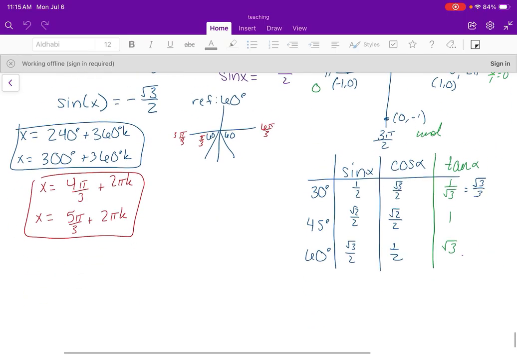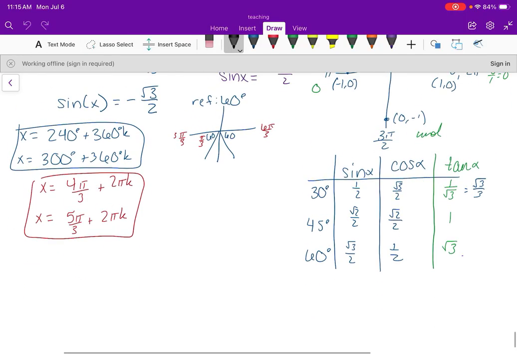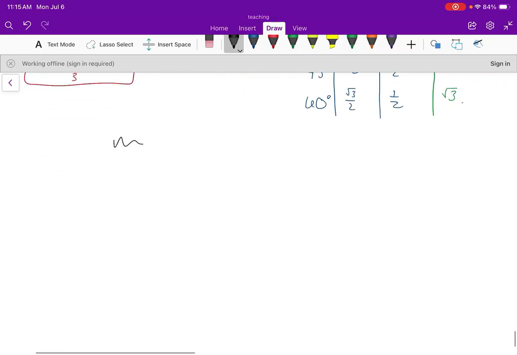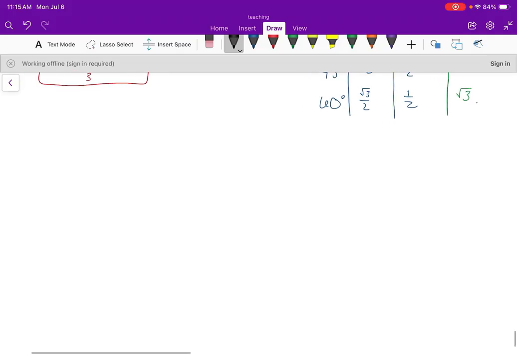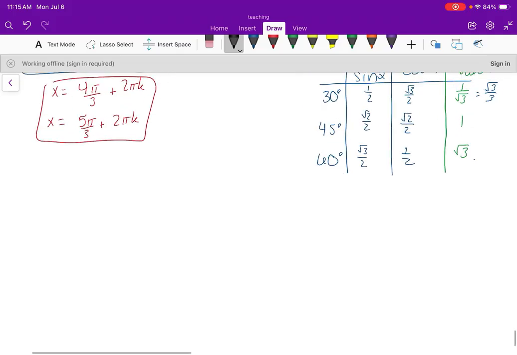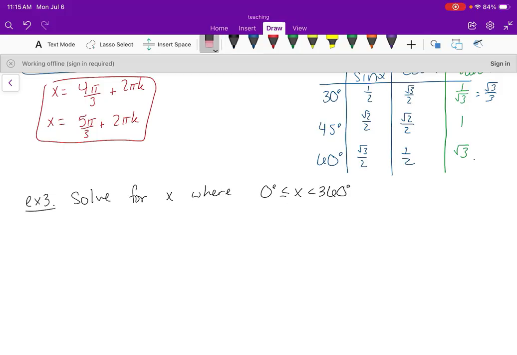So for my next little part to do today, I want to talk about what if it doesn't just want all values of x? What if it gives you an interval? So sometimes these questions, I'll say example 3, will say something like solve for x where x is between 0 and 360. They could also maybe say it's 0 to 2 pi.